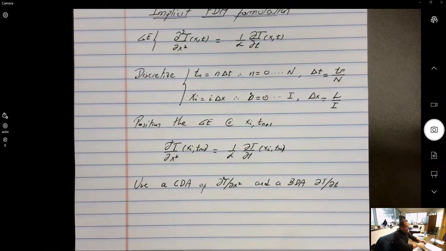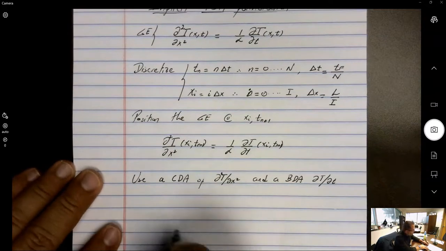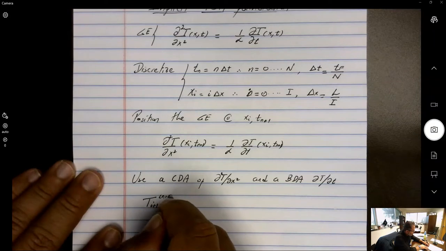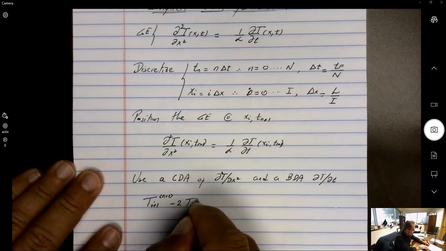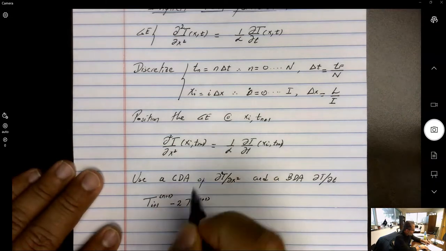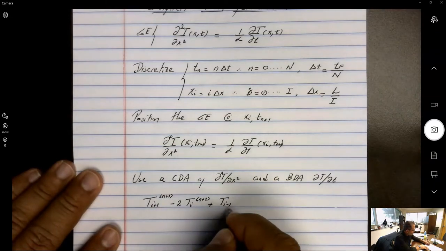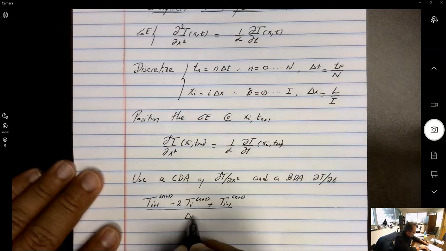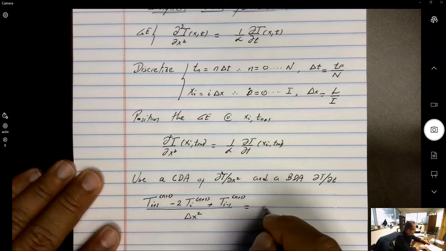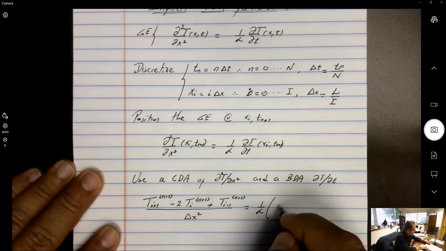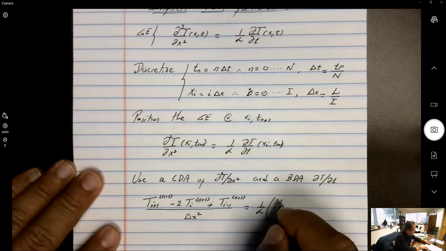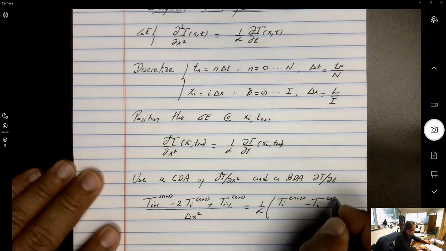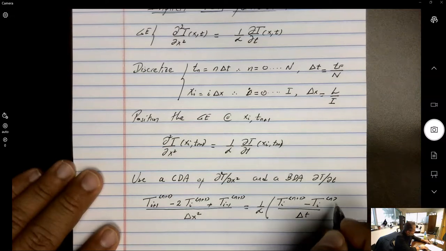All right. So if we use a central differencing approximation of this space derivative, we'll have T at i plus 1 at n plus 1 minus 2 T at i at n plus 1. Remember that this is positioned at n plus 1. Plus T at i minus 1 at n plus 1, divided by delta x squared. And this is equal to 1 over alpha. And if we use a backward differencing approximation, this will be T_i at n plus 1 minus T_i at n over delta t.